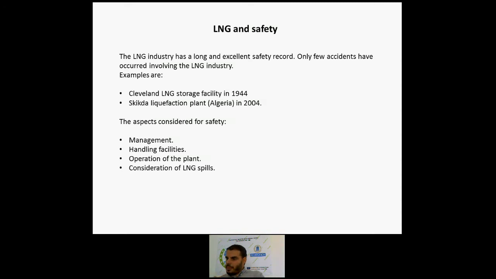And, well, now we're going to describe what caused the Skikda liquefaction train fire in 2004, which is much more recent. Well, on 19th January 2004, a leak in the hydrocarbon refrigerant system at one of the natural gas liquefaction units, train 40, in Skikda, Algeria.